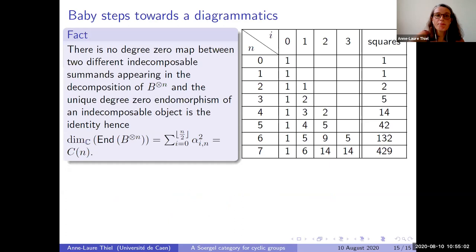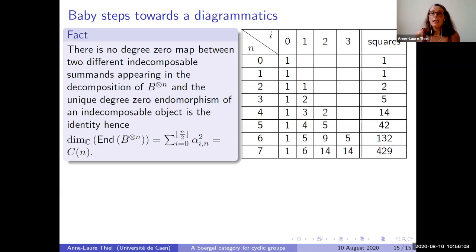And in this decomposition, now we want to understand the maps between the different summands appearing in the decomposition to understand the endomorphism algebra. And we must see that there are no degree zero maps between two different indecomposable summands, and that for one fixed summand, the only degree zero endomorphism up to scalar is the identity. So at the end of the day, the complex dimension of this degree zero endomorphism algebra of B to the tensor n is the sum of the squares of the multiplicities of the summands appearing. Okay. And these multiplicities, we remember that they are generalized Catalan numbers. And actually, in this generalized Catalan triangle, on the shallow diagonal, if you sum up the squares, you get the usual Catalan number. So here you untilt your head and you just sum up the squares of the multiplicities and you get your Catalan numbers.